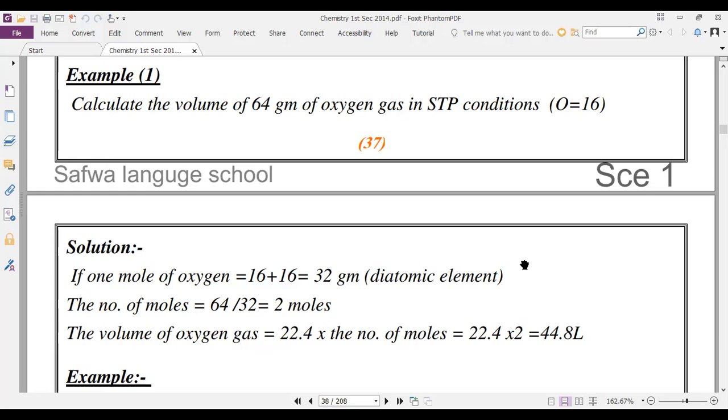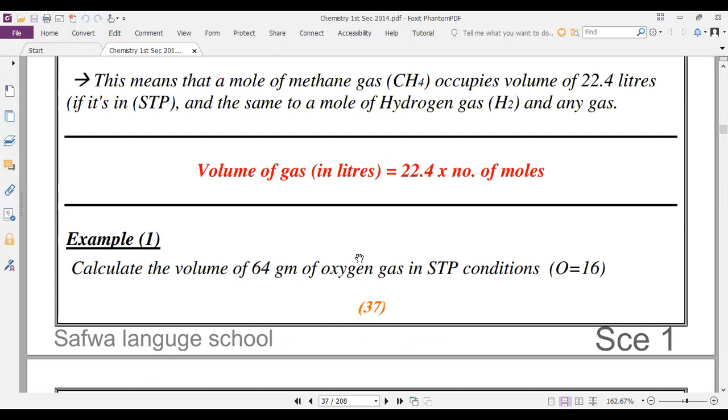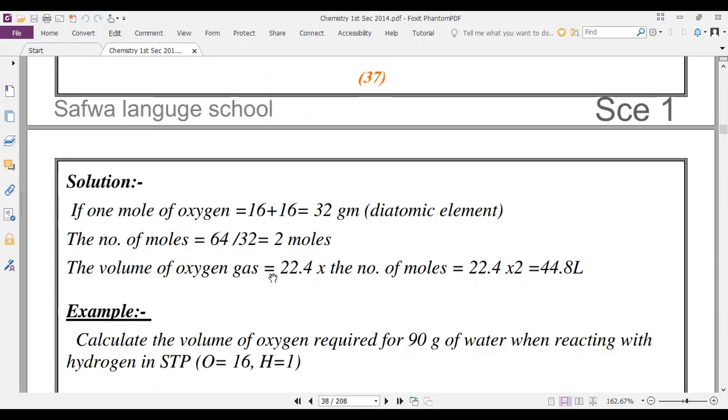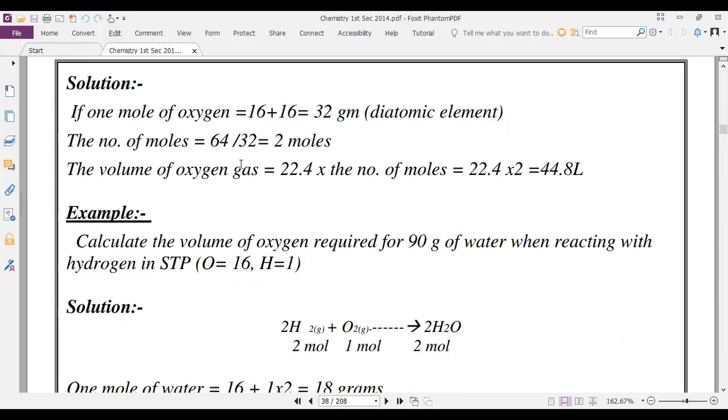After that, we get the number of moles: number of moles equals mass of substance divided by molar mass. The mass of substance equals 64, known from the example, divided by the molar mass that we calculated, 32 grams. So 64 divided by 32 equals 2 moles. This is the number of moles.